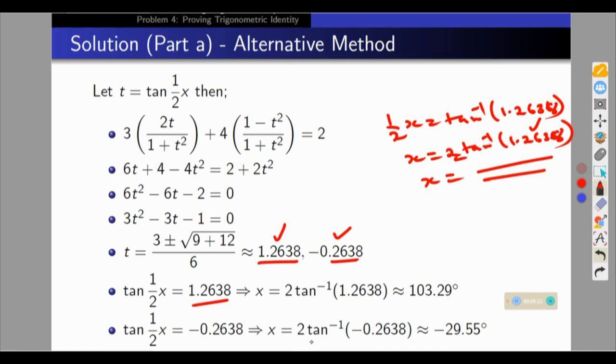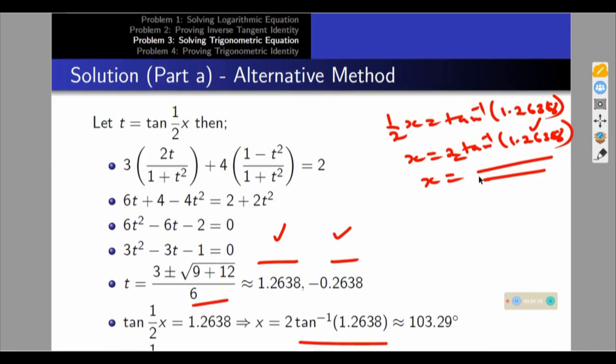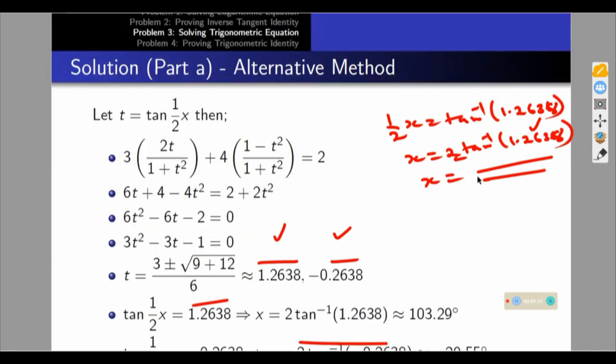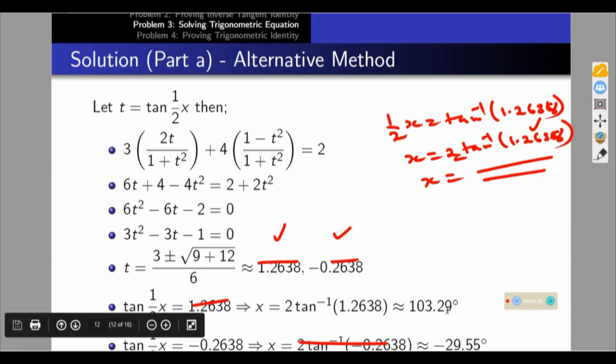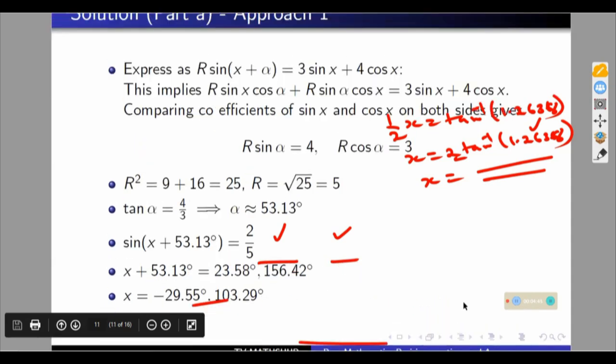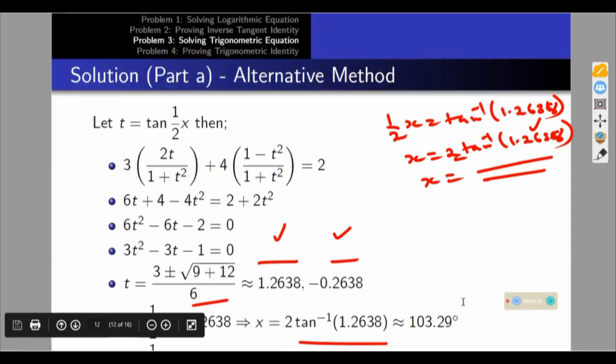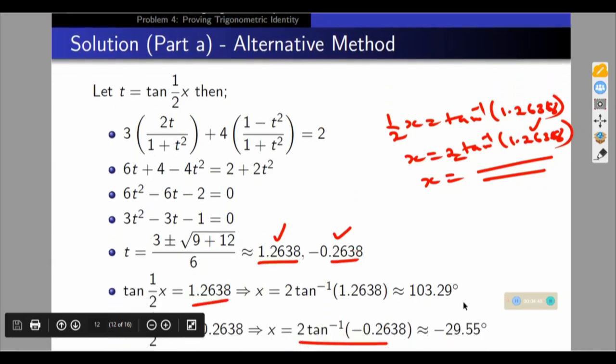Then likewise do the same for this. So tan half of x is equal to negative 0.2638. So likewise substitute and you should be in position to get the values of x. So you realize in both cases you'll be able to get 103.29 and negative 29.55. So those will be the required values of x.